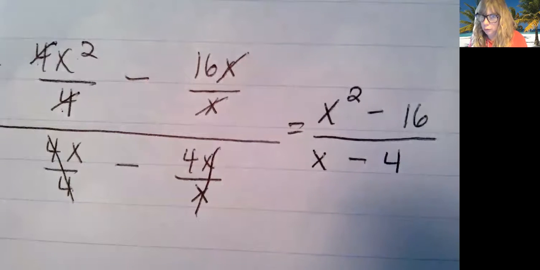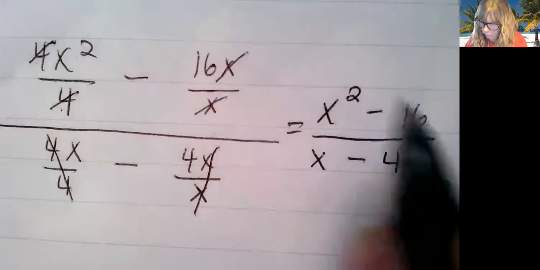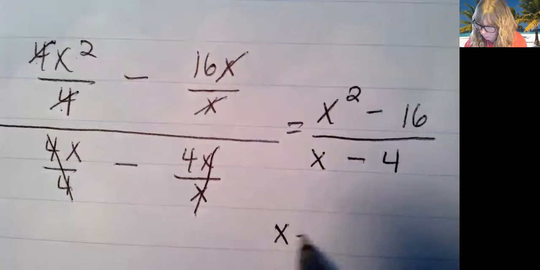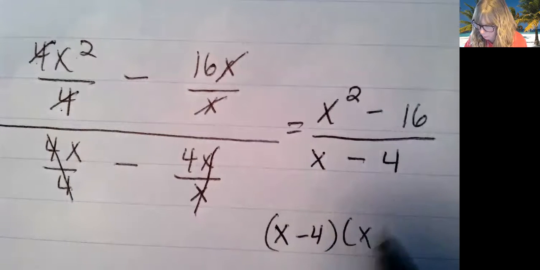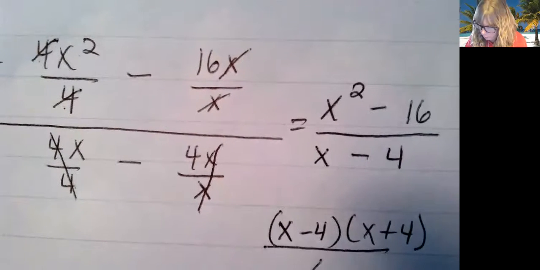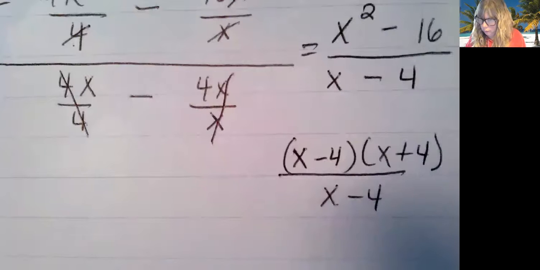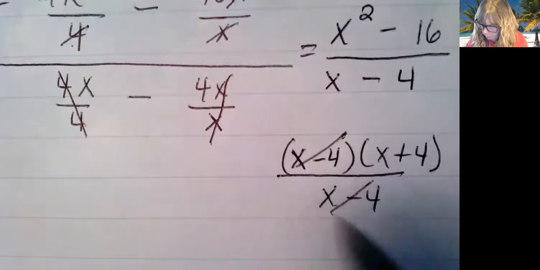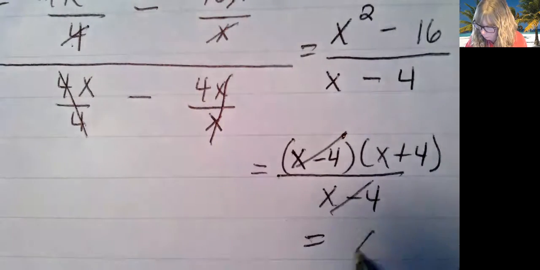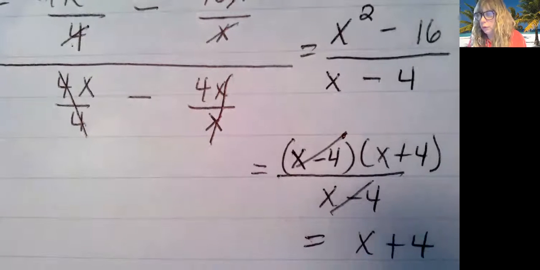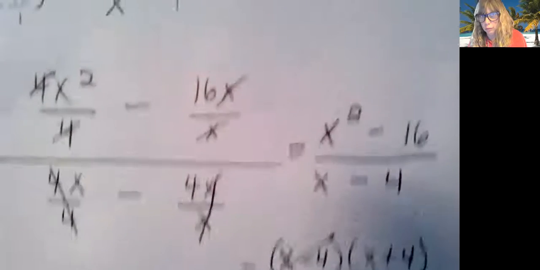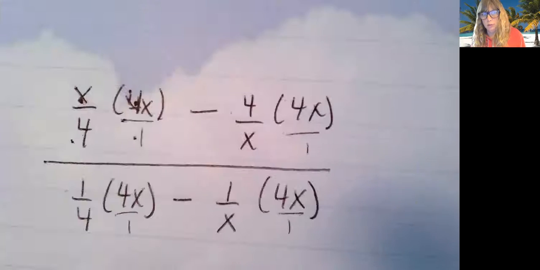Now this is where your prior knowledge comes into play. Always see if you can factor it before you say, okay, I'm done. So this is the difference of squares. If you remember, the difference of squares looks like that. The bottom we can't really do anything with, but we can cross those out. So our final answer is x plus 4. So that is a simplified version of this nasty thing that we started with.